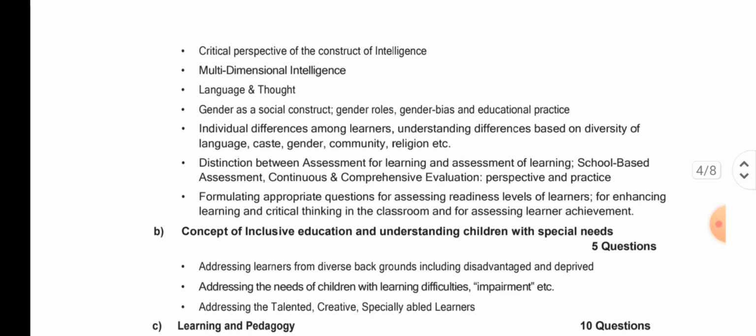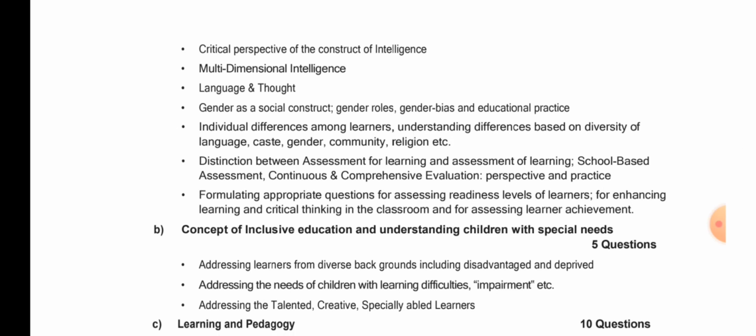Now, language and thought. See, Piaget and Lev Vygotsky, they have talked a lot about language and thought, so you should know this. Gender as a social construct, gender roles, gender bias and educational practice. See, I also have got videos on this topic. This topic is very, very important because we live in a society where gender plays a very important role. Gender discrimination is one of the main aspects which influence the studies. So gender bias we will see, gender stereotypes we will see. So these things are very, very important.